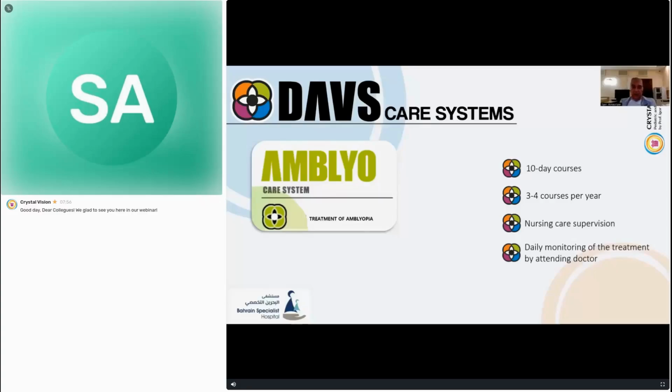Here's the system for treating strabismus. Today we will focus on one component of the system, which is the Dove's Care System. This system allows for the effective and rapid treatment of amblyopia.